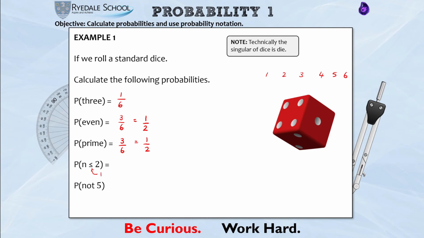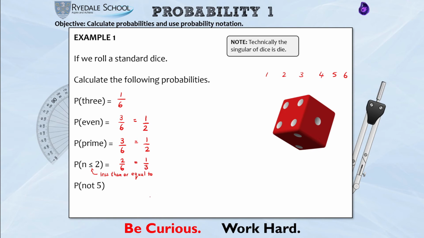This one is less than, or with that extra line, equal to. So how many of the outcomes on a dice are less than or equal to 2? Well, 1 is, and 2 is. Everything else is too big. So it's 2/6, which is a third.